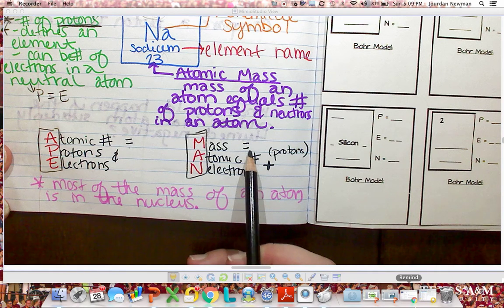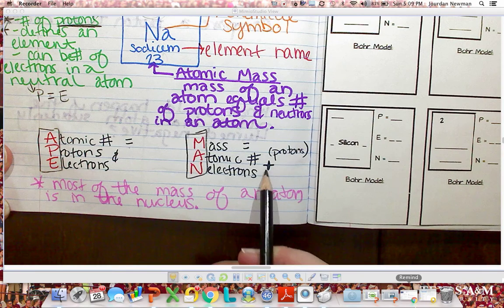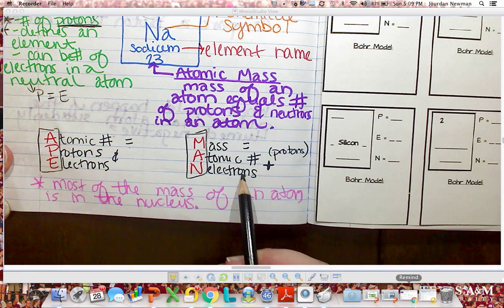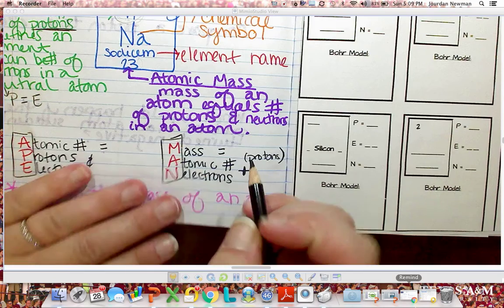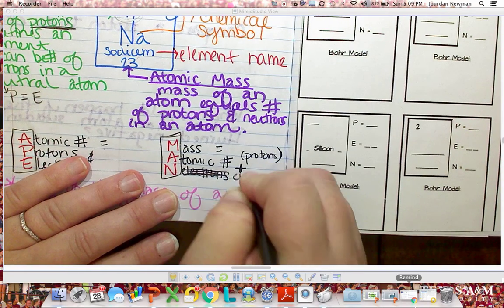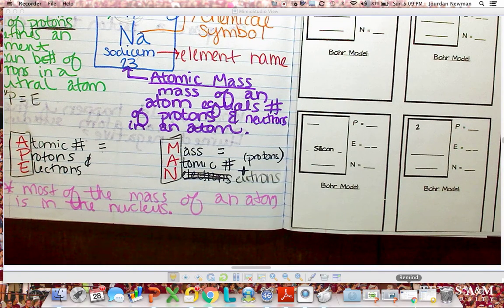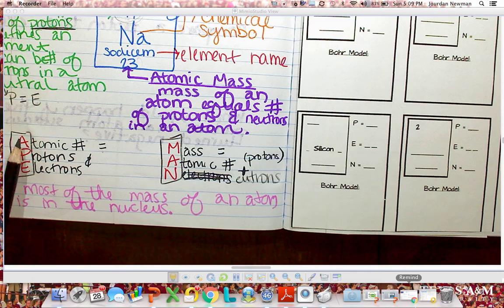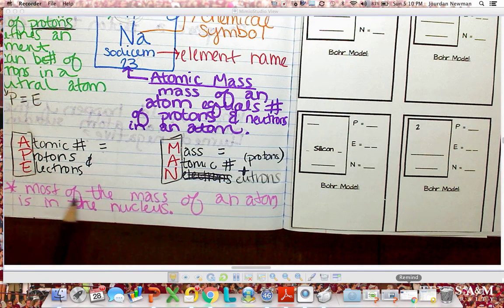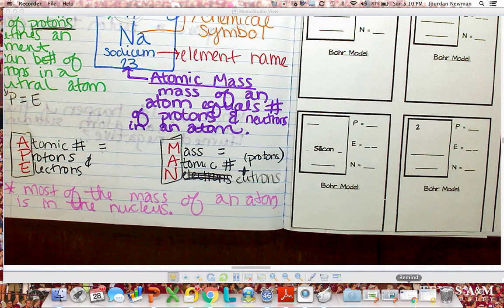MAN stands for our mass. Our atomic mass is equal to our atomic number, which is also our protons, plus our neutrons. This should say neutrons, not electrons. So a great acronym for you to memorize, APE-MAN, to help you calculate. Again, very, very important. That's why it's written again. Most of the mass of an atom is in the nucleus.